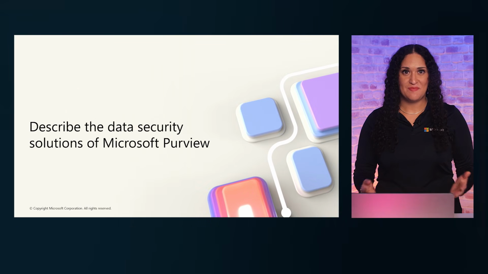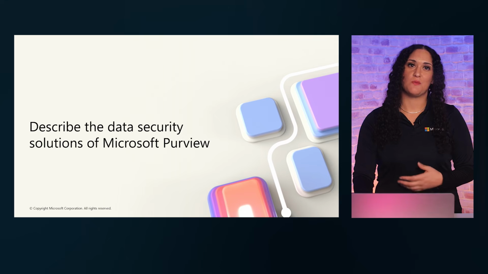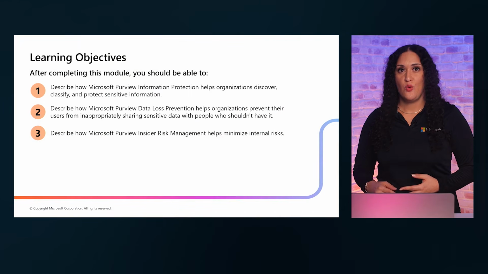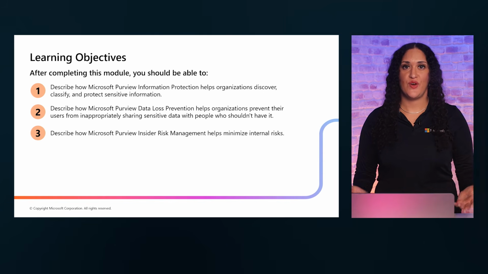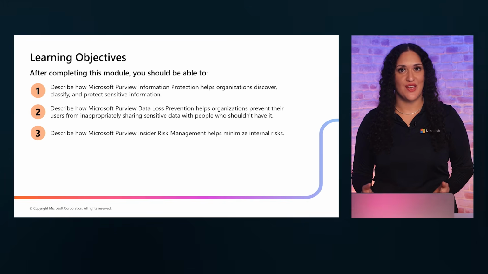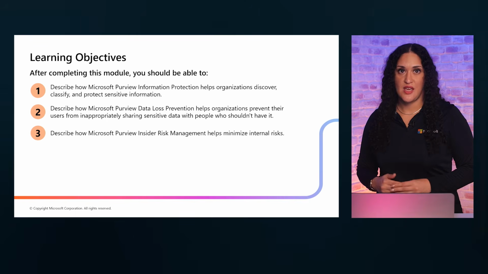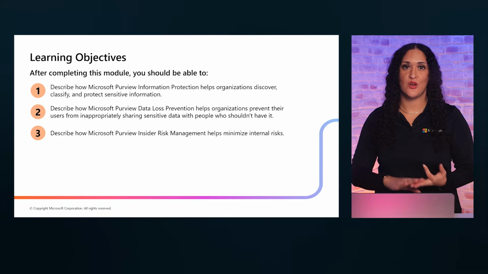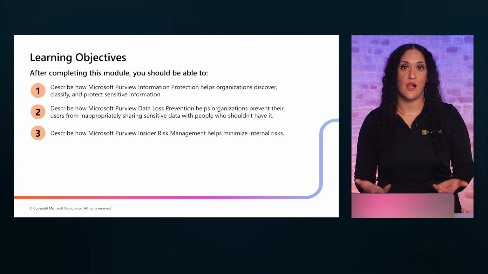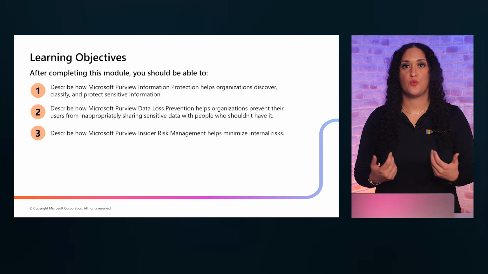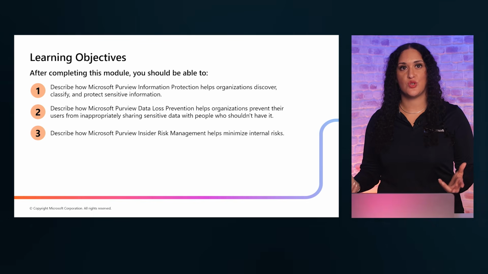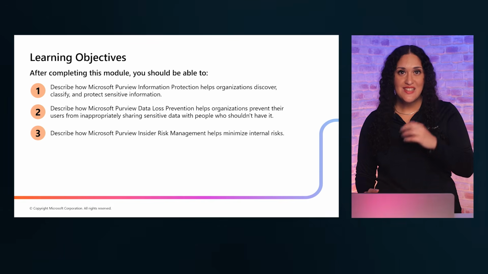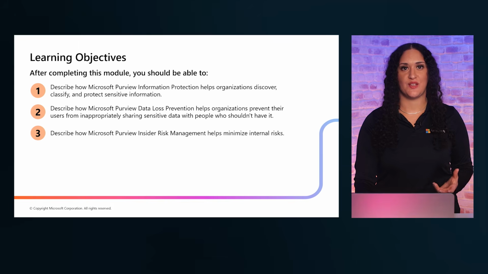But before we secure data, we need to know what and where it is. In this section, we'll focus on Microsoft Purview. We will review how Microsoft Purview helps organizations discover sensitive information, how to classify it correctly, and how to protect it throughout its life cycle. We will focus on three core areas: information protection, data loss prevention, and insider risk management, and explain how they help reduce accidental data exposure, prevent inappropriate sharing, and minimize internal risks. The goal is to show how organizations can secure their data wherever it lives, while still enabling people to collaborate and work productively.